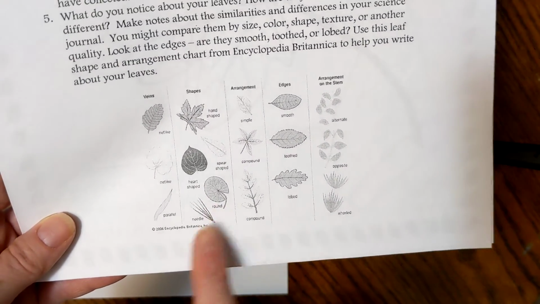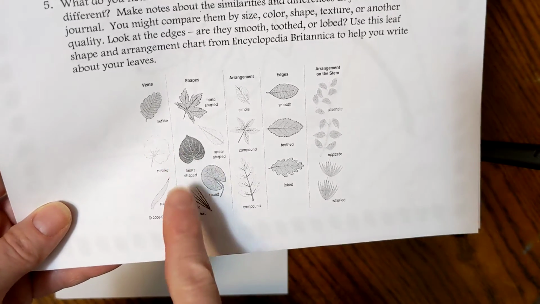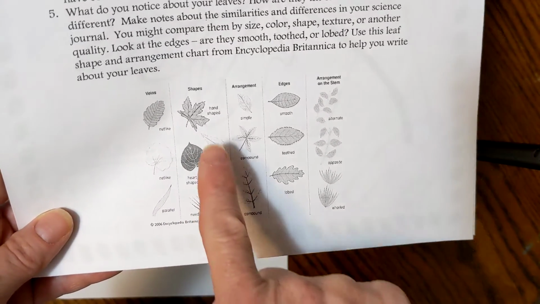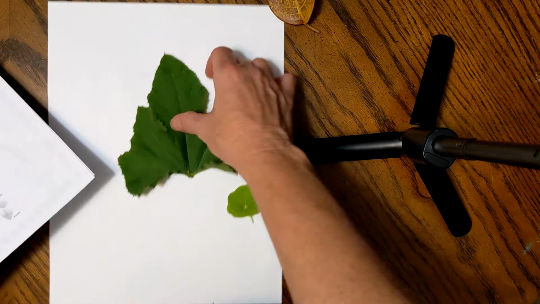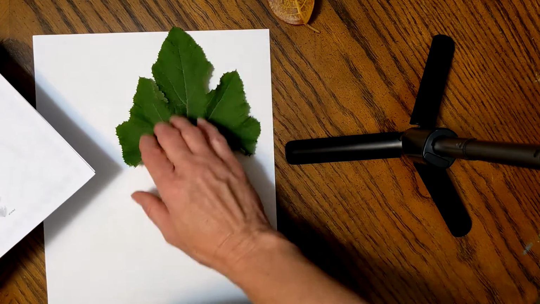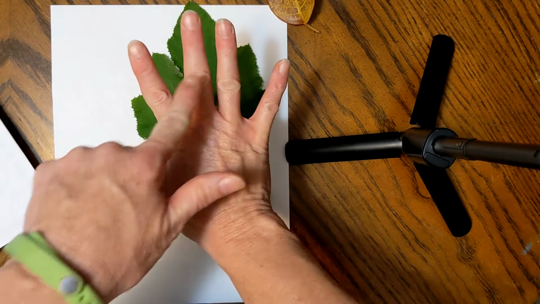So there's round, there's needle, like that would be a pine needle, right? Heart-shaped, or spear-shaped, or hand-shaped. Now, this leaf, this is from a pumpkin vine, it's almost hand-shaped, but it only has 3 lobes, and normally a hand-shaped leaf would have 5.